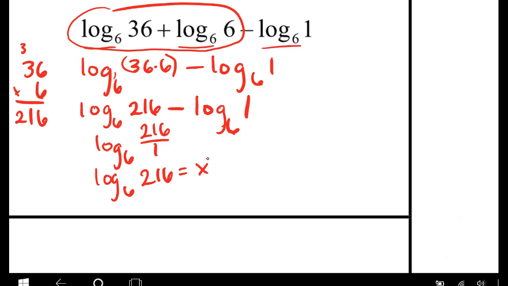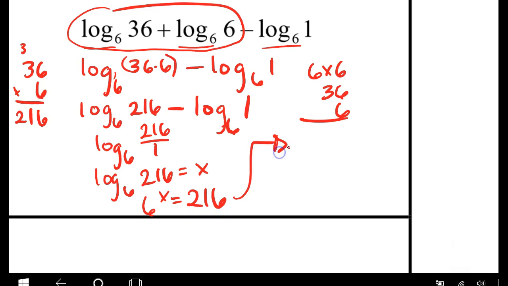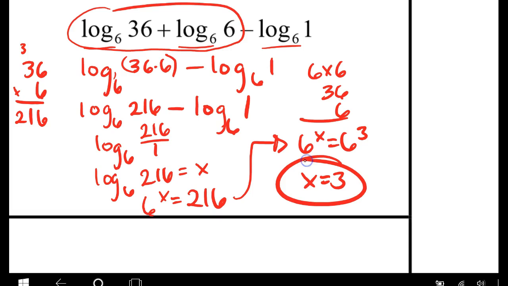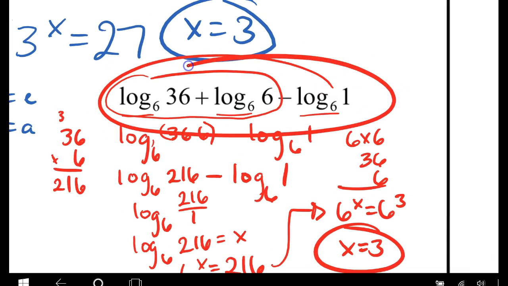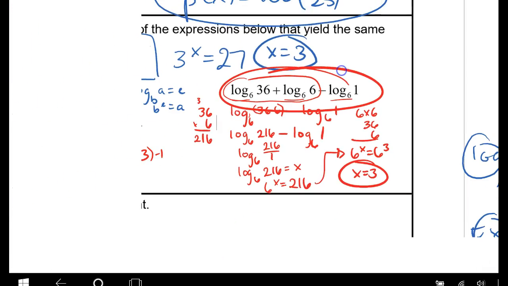We'll call it x. Let's change it to exponential form: 6 to the x equals 216. And then I can go here on the side and say, well, I know 6 times 6 is 36. And then times another 6, I know that's 216 because we already figured that out in the first step. So that means 3 sixes. So 6 to the x equals 6 to the 3, meaning x equals 3. So this last expression also is equivalent to our original expression. Okay?